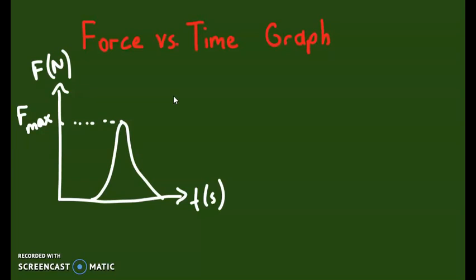In this force versus time graph, there is going to be a maximum force, and we can say that there is an average force, because force is varying here. That's why we can mention an average force here.